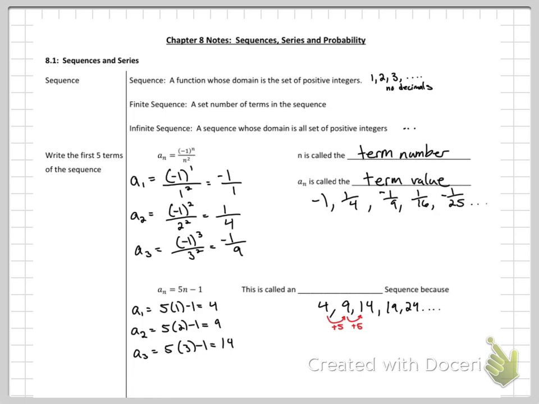This thing, when you're adding the same number over and over again to get your sequence, is called an arithmetic sequence. I know it's spelled arithmetic, but it's said arithmetic when we're talking about sequences. This is an arithmetic sequence because it adds the same number each time to get the next term. If it adds the same thing each time to get the next term, it's called an arithmetic sequence.